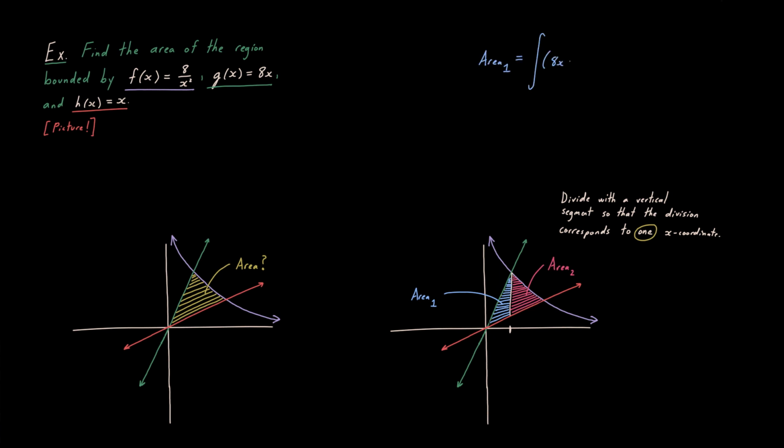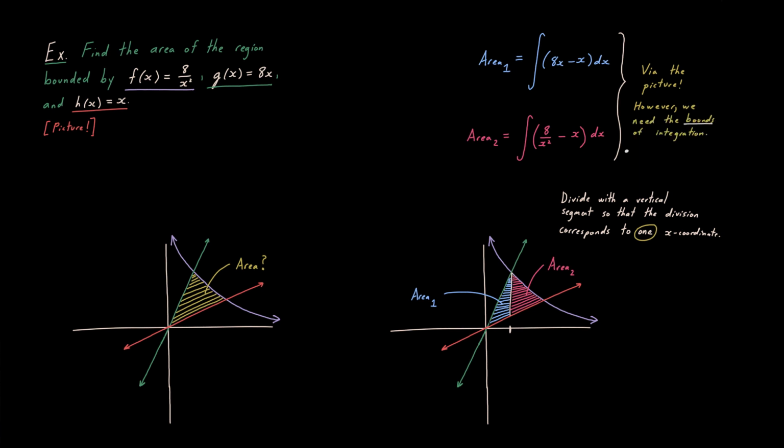And I can get expressions for each of those sub-areas. Area 1 is going to be the definite integral of the green graph minus the red graph. The green graph's above the red graph on that particular interval. And likewise, the area in pink is going to be the purple graph minus the red graph with particular bounds of integration, but I don't know those yet. Why don't I know those? Well, I'll tell you, friends, I forgot to take the POIs. We need POIs to put numbers into our bounds of integration.